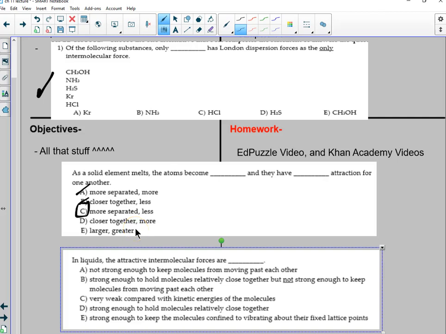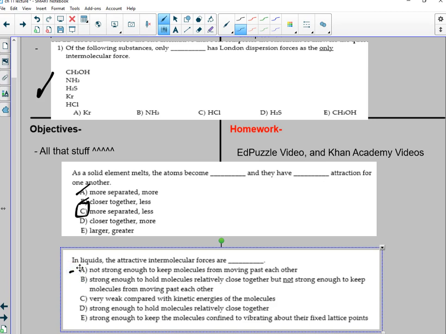All right, not strong enough to keep molecules from moving past each other. What did you think about that? Okay, does A sound super wrong? No, so let's keep that in mind. It might be A, but then let's look on.